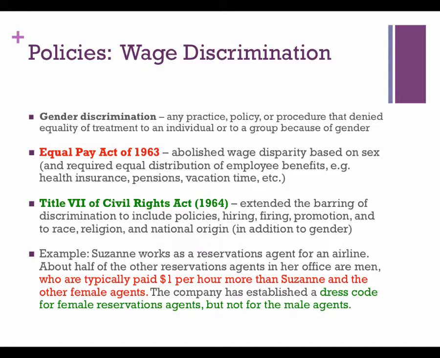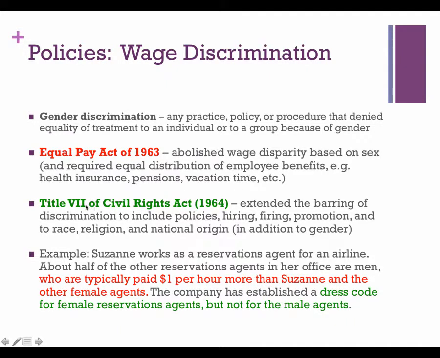So the combination of the Equal Pay Act and Title VII of the Civil Rights Act was supposed to have this comprehensive ban on discrimination. The Equal Pay Act of 1963 abolished wage disparity based on sex. You could not, for instance, give some employees health insurance and not others. You couldn't give some pensions and not others. It had to be an equal distribution, as well as wages.